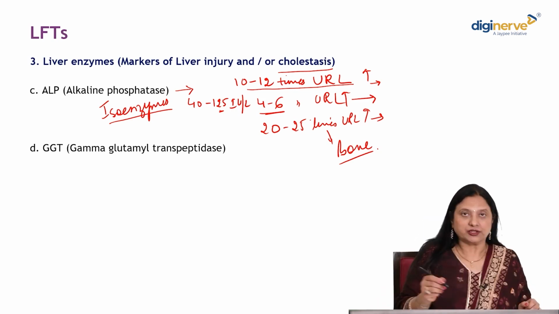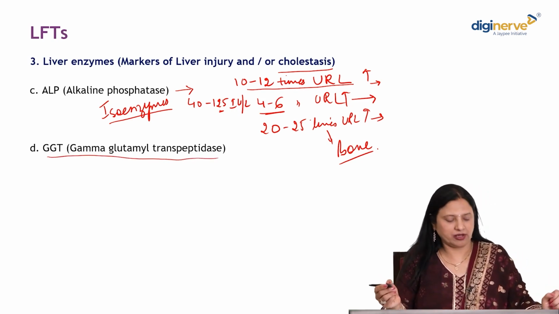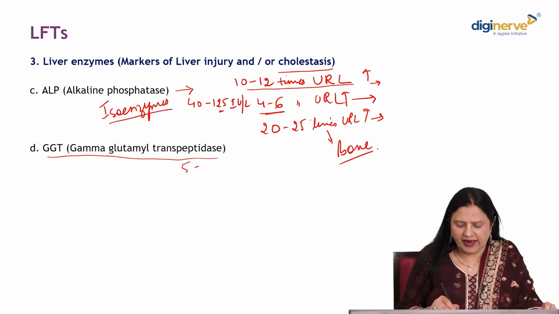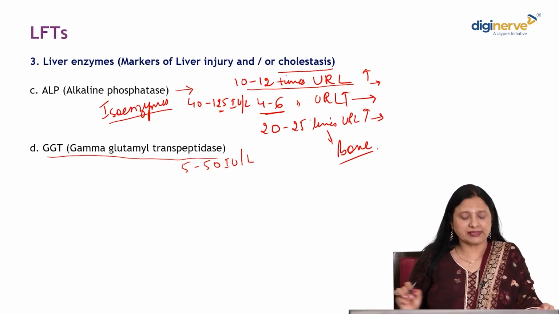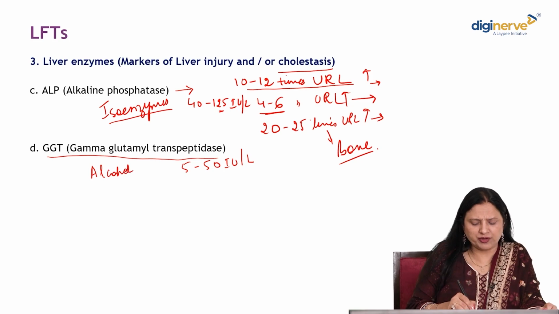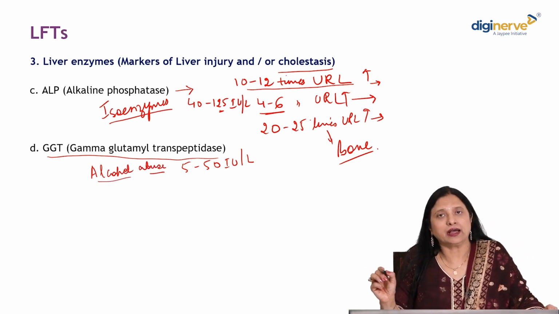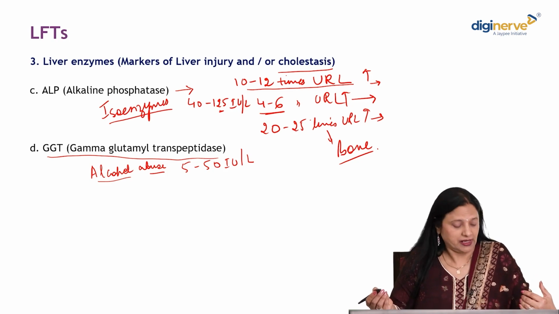The second enzyme is gamma glutamyl transpeptidase, or GGT. The normal levels are 5 to 50 international units per liter, and this is a marker for alcohol abuse. It is raised whenever there is excessive intake of alcohol, so it is a marker of alcoholic liver disease.